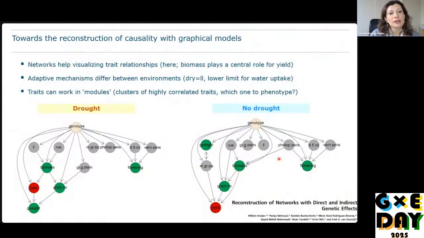So one of the things that can help us understand this hierarchy are these graphical models. Here I'm sharing some results from my former colleague William Kravier. There is also a nice R package attached to it if you want to look. But the basic idea here is we have many traits from genotype to the most complex one, that is yield, and we want to understand which one is causing which one, and how this causality changes depending on whether we have dry environments or non-dry environments.